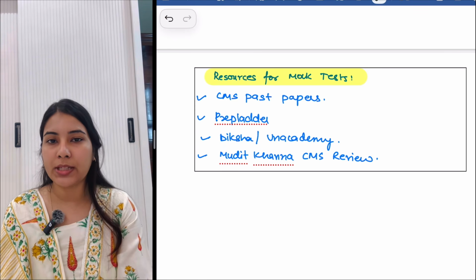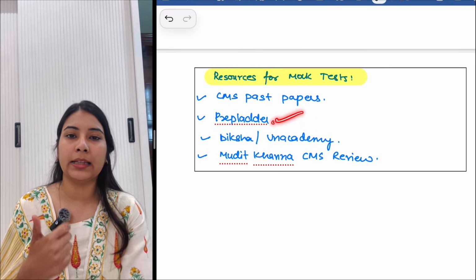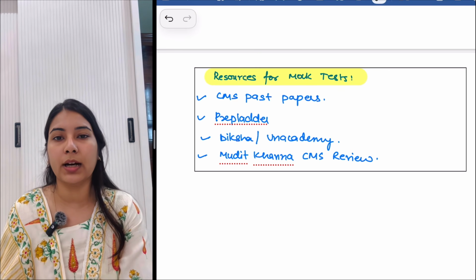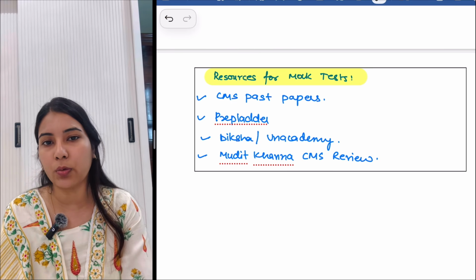You will get an idea what kinds of questions are asked and what is the pattern of the examination. Then if you want to check out some platforms, you can use PrepLadder, Unacademy, Diksha, and there's one book that is Mudit Khanna CMS Review. You can use that also.